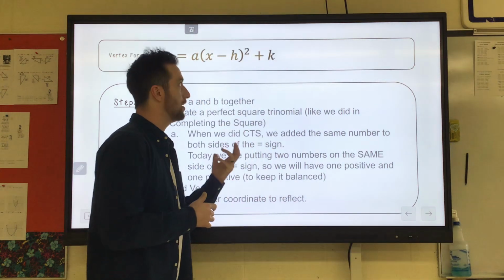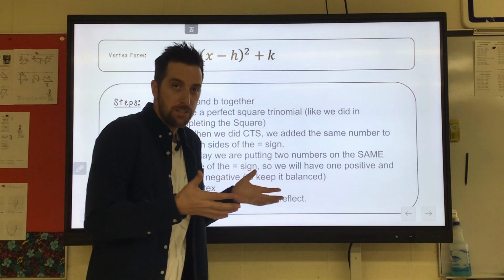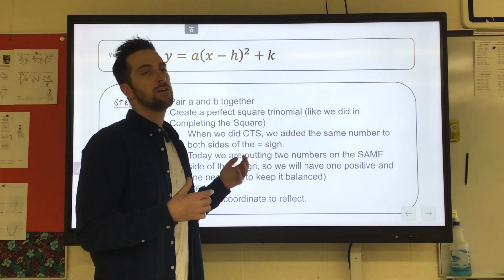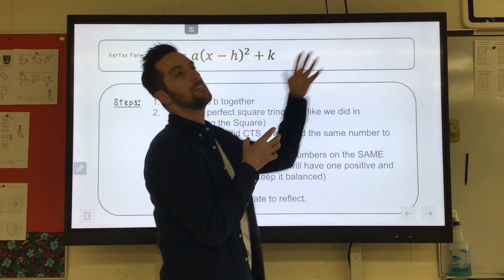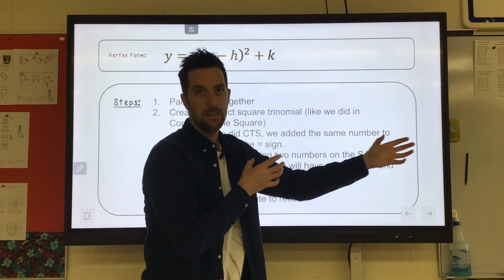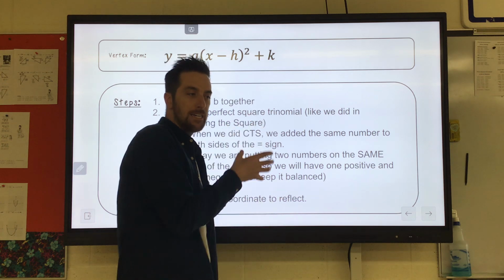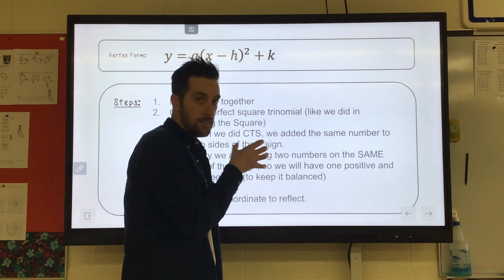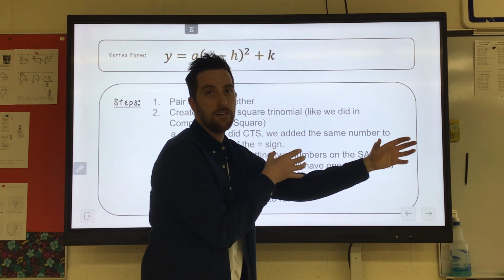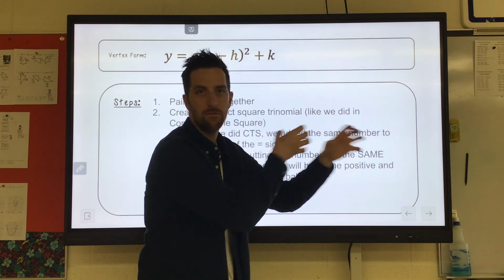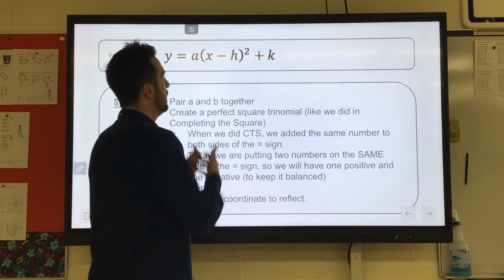So we're going to pair up a and b just like we did with completing the square, and we're going to complete the square. But usually when we completed the square, we added 16 to one side of the equal sign and added 16 to the other to keep it balanced. However, today we're working all on the same side of the equation. So we're going to add 16 over here on the same side of the equal sign. To keep it balanced, we're going to subtract 16 over here because that would net a 0. It would not change the equation at all, but that will allow us to turn it into vertex form.